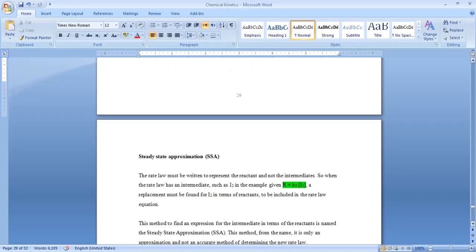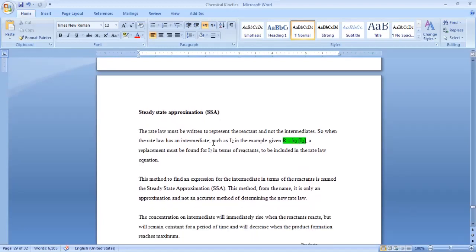Okay, so now we go into the steady state approximation. What is the steady state approximation? From the name, it is only an approximation method. This method is used to find a representation of the intermediate, because in the rate law you cannot write R equals a rate constant times intermediate. You must find a substitute for the intermediate in terms of the reactant. So that is why we use the SSA.